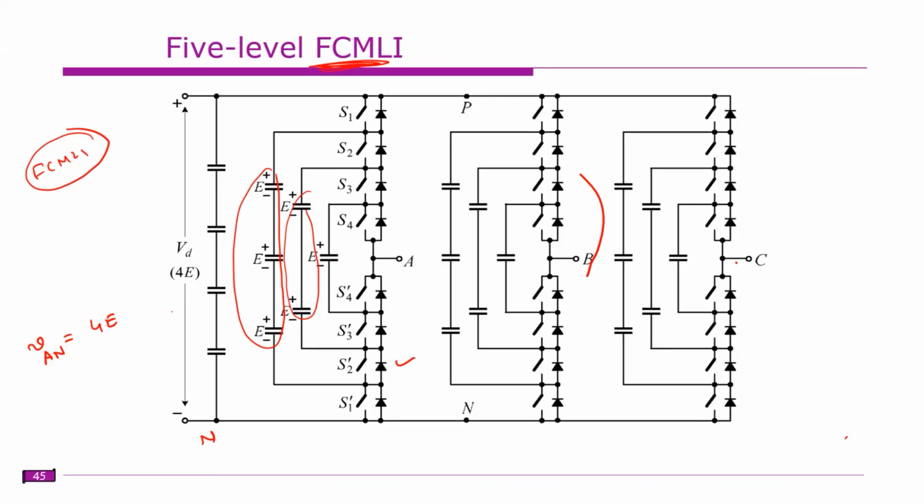Or, if this switch is on, then these three switches are off. Okay. So that means this is off, so these are on. So what is the voltage across A and N? Minus 3E.